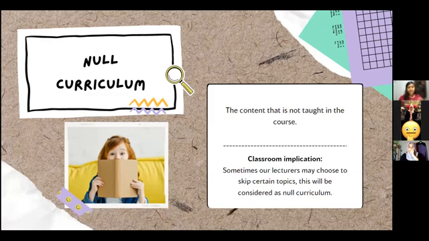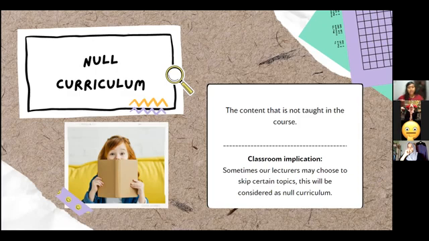So the classroom implication of the null curriculum is that sometimes our lecturer may choose to skip certain types of topics, and this will be considered as null curriculum. Often a teacher or an educator believes that a certain skill or concept is less important to be taught in class. So that's what null curriculum is.